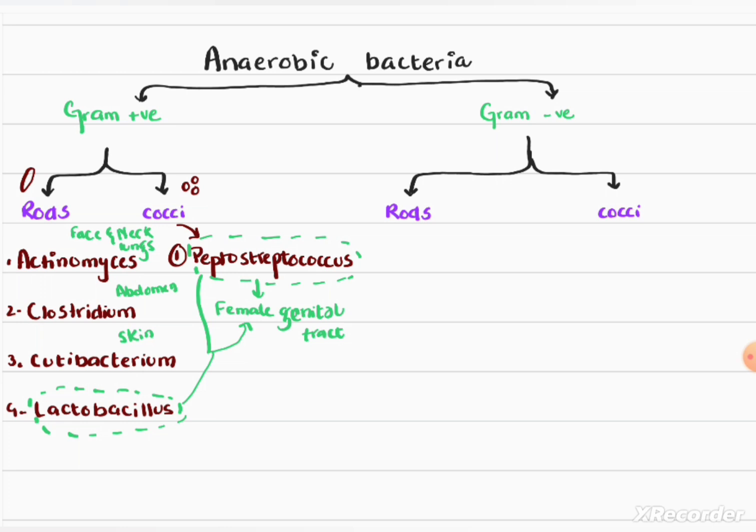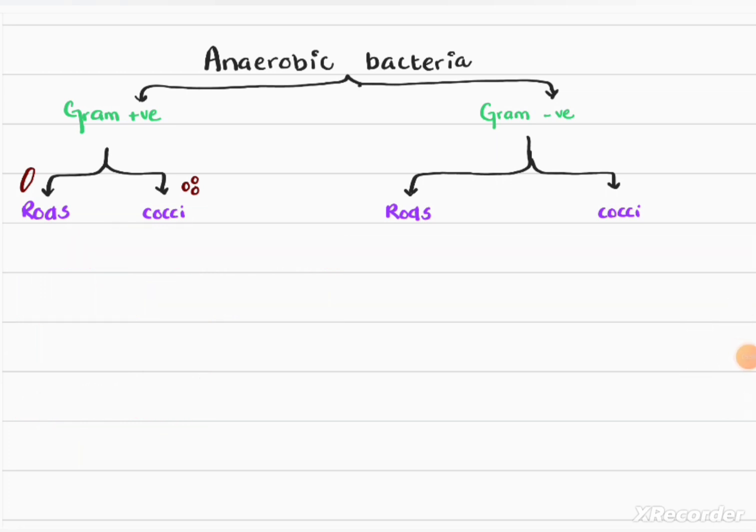Now we will move towards the gram-negative bacteria. In the gram-negative bacteria, firstly they are divided into two parts on the basis of their phenotypic appearance. Number one is the rod, and the second is the cocci. So rods are long rod-shaped bacteria, and cocci are small round-shaped bacteria. And the rods, the first bacteria is bacteroides. Bacteroides is a bacteria that is present in the intestine, in the gut.